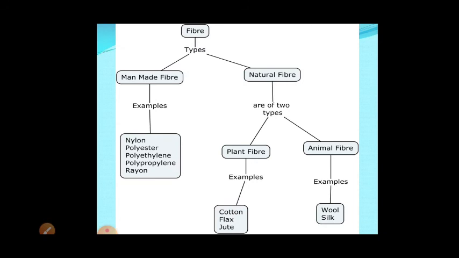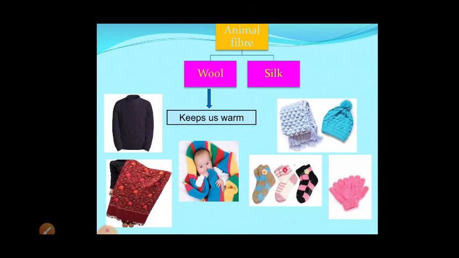In your classes we will learn animal fiber in detail, because already you have learned in 6th standard plant fiber and how we get fabric from plant fiber. So in this class you will learn animal fiber and how we get fabric from animal fiber. Already I have told animal fibers are of two types, wool and silk.